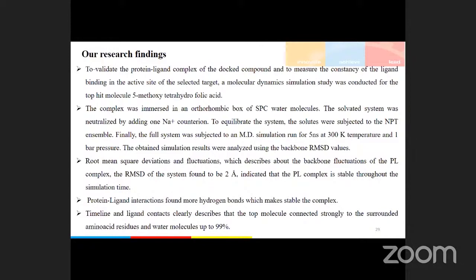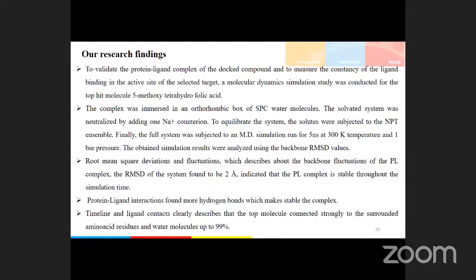In this study, the RMSD of our current MD simulation was found at 2 Angstrom, and the RMSF fluctuations were 3.7, lesser than 4 Angstrom, which indicates that this protein-ligand complex is stable throughout the simulation time. So we found it stable at this small scale. For that reason, we have now scaled up to 150 to 200 nanoseconds.